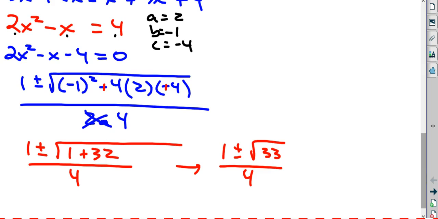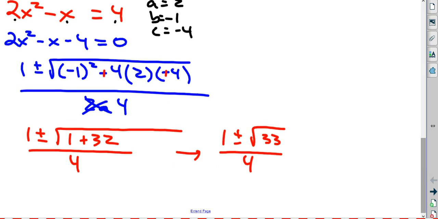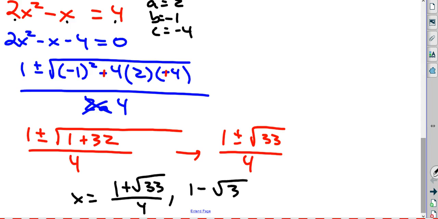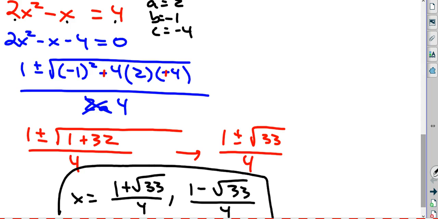One of them is 1 plus square root of 33 over 4. The other one is 1 minus the square root of 33 over 4. Okay?